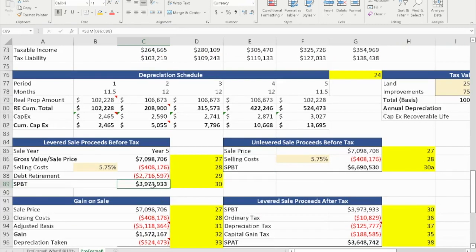Once you get the debt retirement, you can simply sum the sales price, the selling cost, and debt retirement to get the sales proceeds before tax. This is how much money you're going to walk away with before tax.